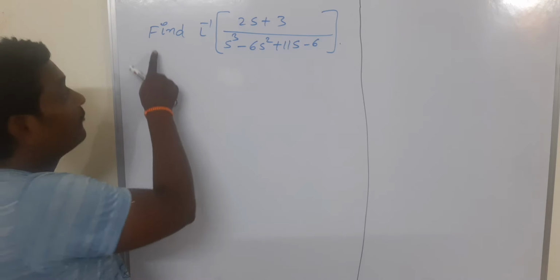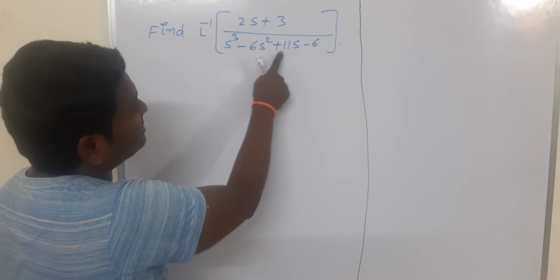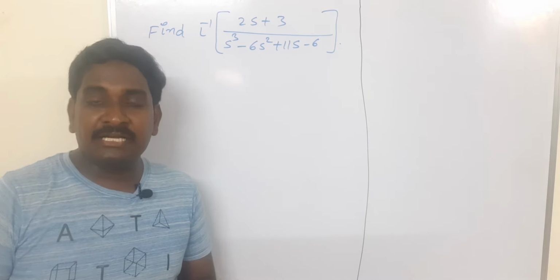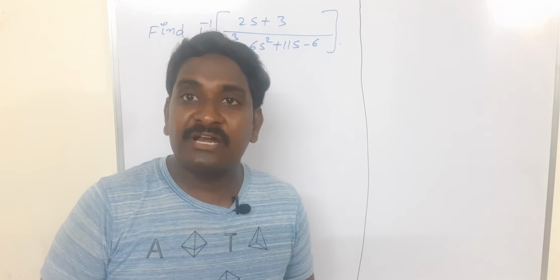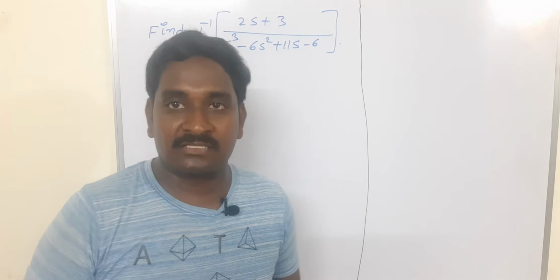Next problem is, find L inverse of 2s plus 3 by s cube minus 6s square plus 11s minus 6. So here we are observing that in the denominator we have a cubic term. So it may have 3 different linear factors. Okay. Now we are going to find out first those 3 factors.